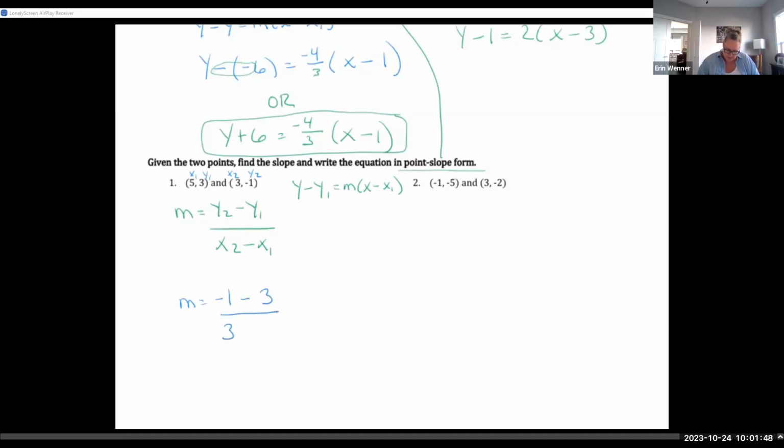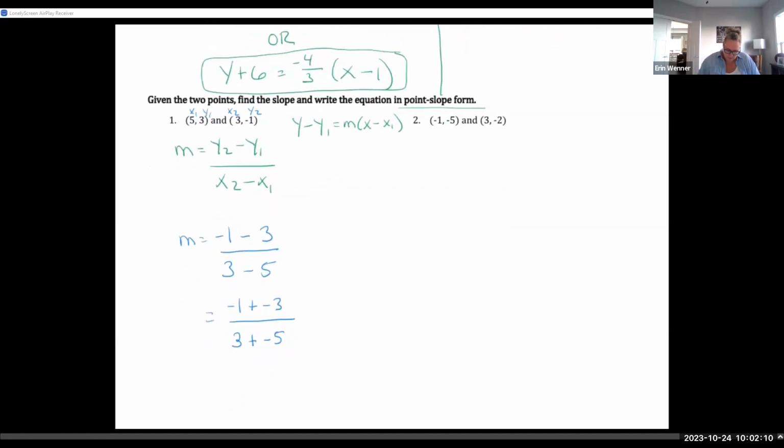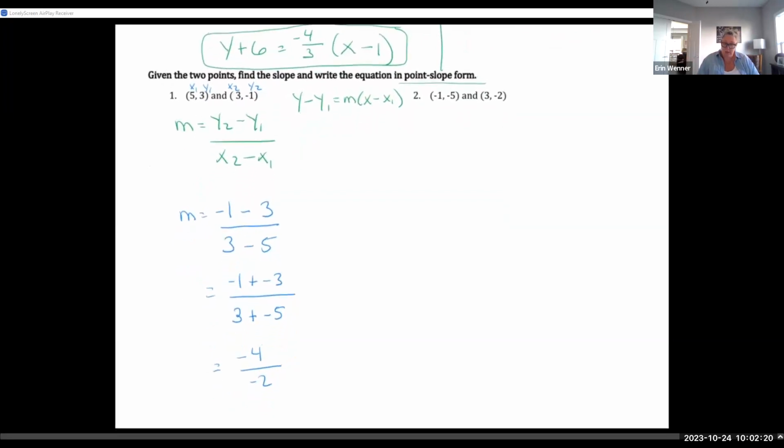-1 minus 3. Remember, if you struggle with this concept, remember that I'm at -1 subtracting 3, so I'm going to be more negative. You can rewrite this to be -1 plus -3. Much like in the denominator, I can have 3 plus a -5, right? Those are still equivalent statements. In the numerator, -1 plus -3 is going to make -4. In the denominator, 3 plus -5 is going to make -2, which when we reduce this slope, we get +2.